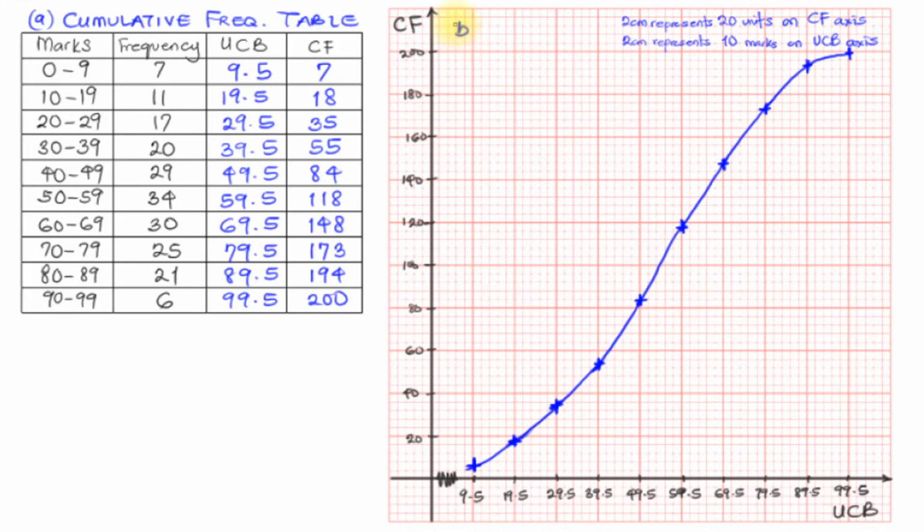So here is my cumulative frequency curve, popularly called the Ogive. On your graph sheet, just appropriately label it as the cumulative frequency curve, okay? So that is as good as done.